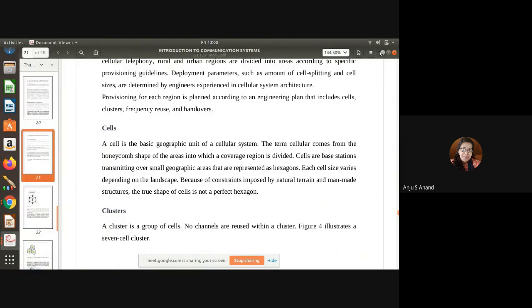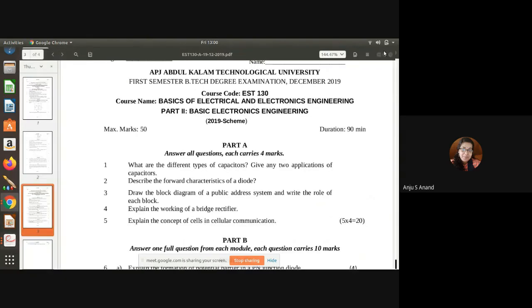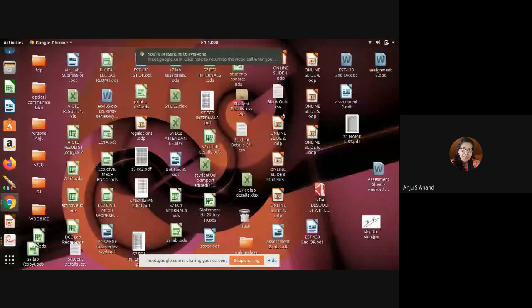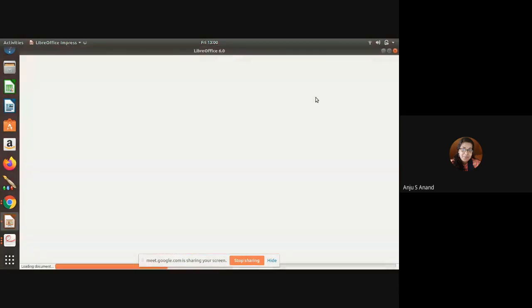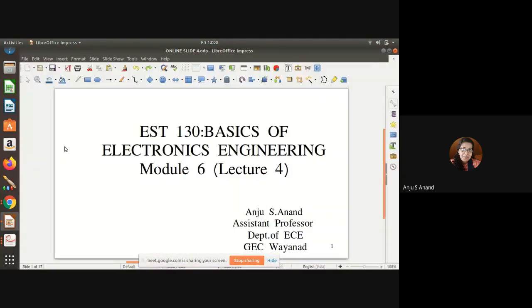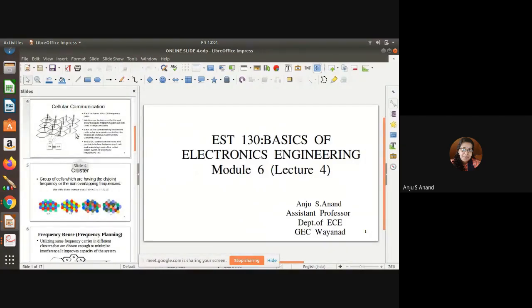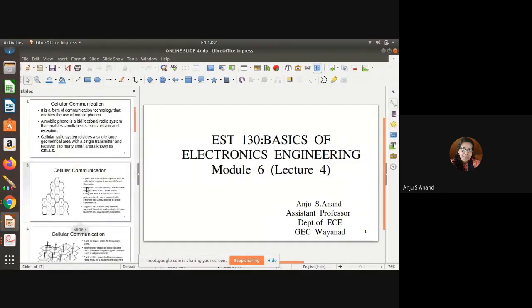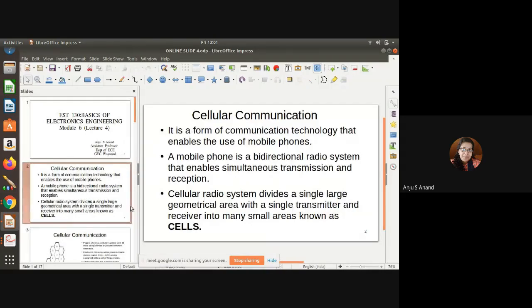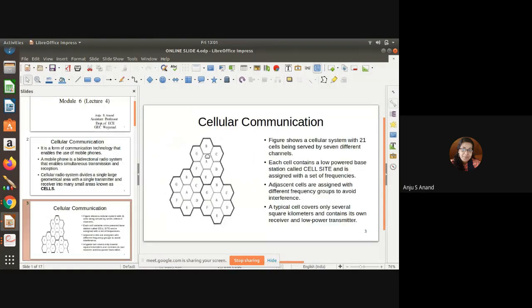We have to discuss all that along with our shared PPT. That PPT was module 6, the cellular concept, and the diagram comes in the PPT. You have to mention that also.